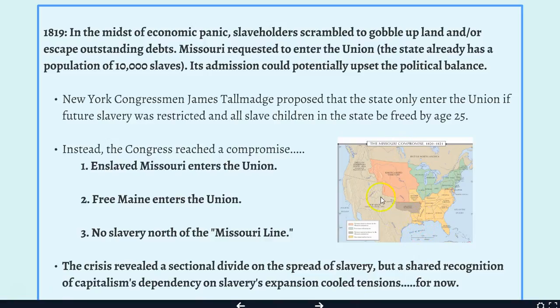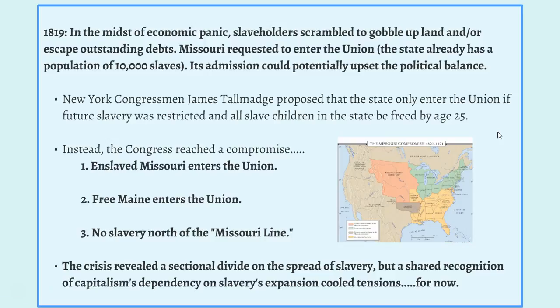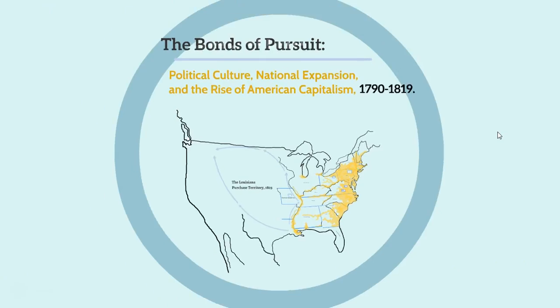But the sense was this probably wouldn't be an issue much longer because of the Missouri Line's establishment right here. But as you can see, I wrote right here, the keywords are "for now." The reality is, as the United States continues to expand all the way to the Pacific Ocean, it will ultimately lead to new territorial questions about the spread of slavery. That will be an issue we're going to take a look at in more detail later on.